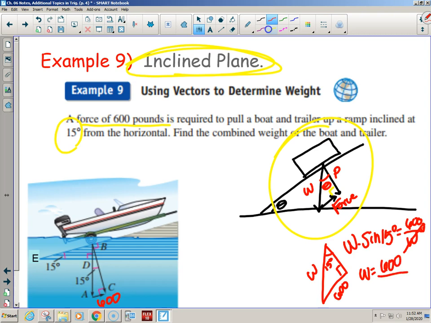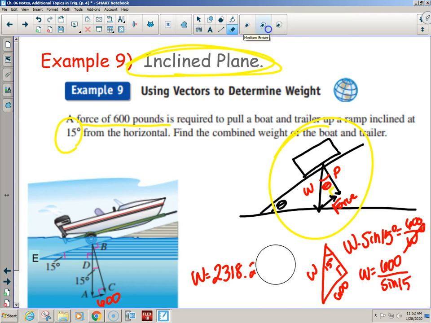Yeah, just go through your steps. You don't have to try to jump ahead in your brain. Just go step by step. Does that make sense? You got it? 2318.22. Oh, got it, for the decimals.